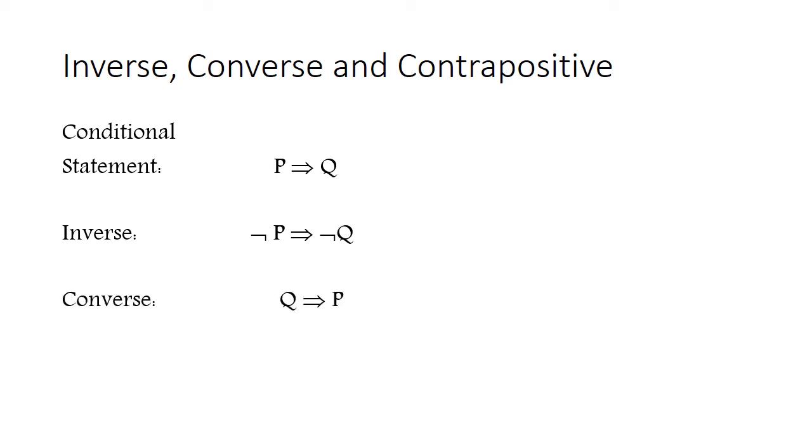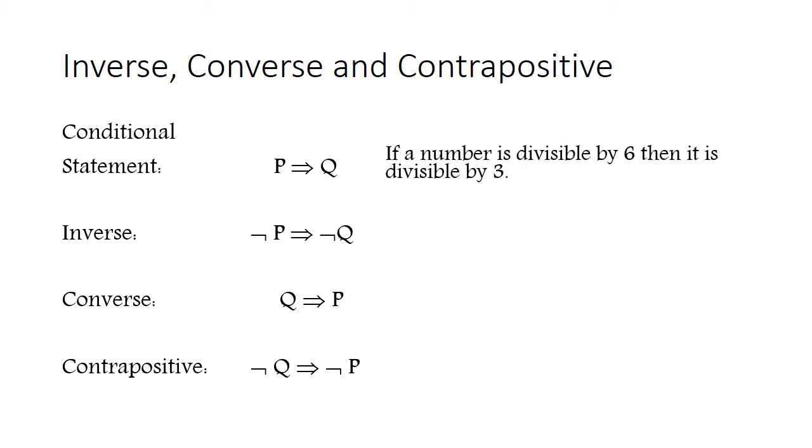The converse will be obtained by exchanging or swapping the antecedent and the consequence. So it will become Q implies P, and the contrapositive will be the inverse of the converse. Or if you try to derive it from the original conditional statement, it will be both swapping and negation. So it will be not Q implies not P. Let's see an example.